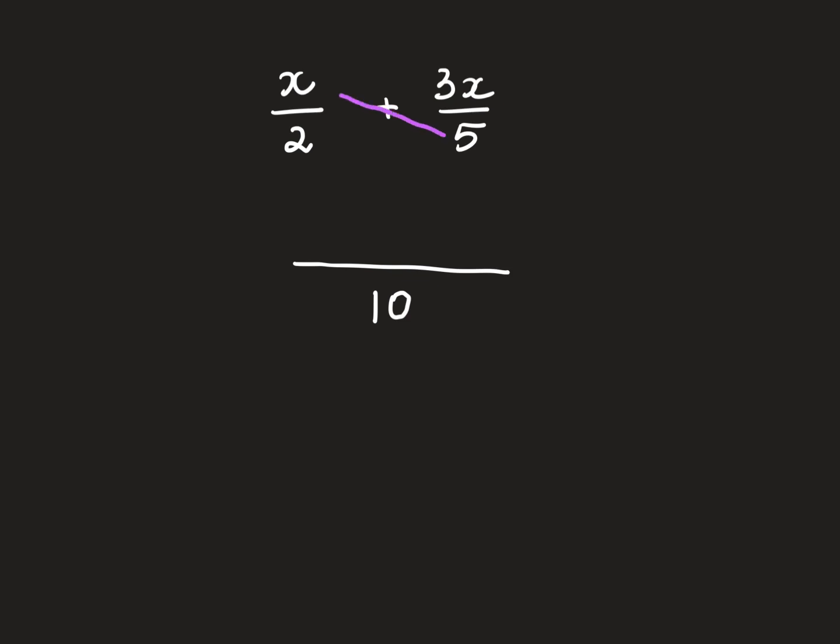Let's try another one. What about if I've got x over 2 plus 3x over 5? Well, first thing I need is a new denominator. 2 times 5 is 10. So my new denominator is 10, and I just get that by multiplying the two denominators together. Now, to get my next number, I have to say 5 times x is 5x plus 2 times 3x is 6x. 5x plus 6x is 11x, and my denominator is 10.